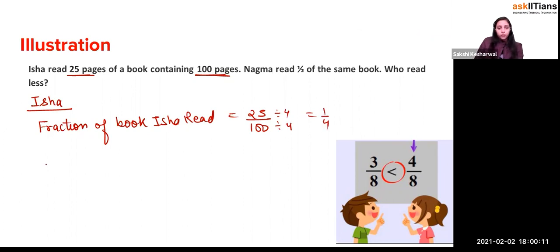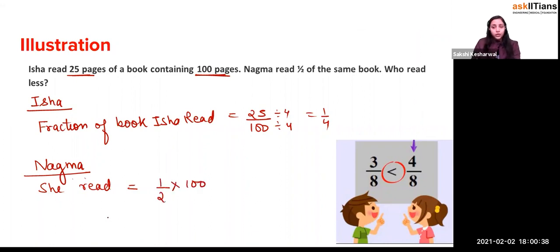Now, let's talk about Nagma. What does Nagma say? Nagma says that she read half of the book. She read half of the book. Half of the book means 1 by 2 into 100. Yes or no? 1 by 2 into 100 means just half of the book. We have to just do the comparison. We are not talking about the pages. Okay, so she read half of the book.